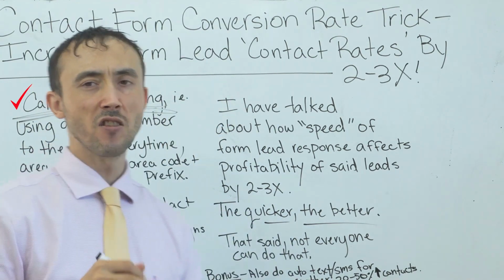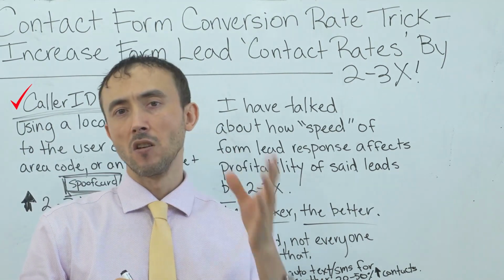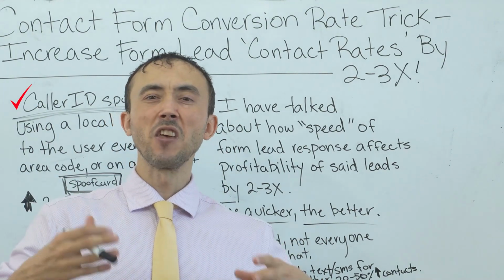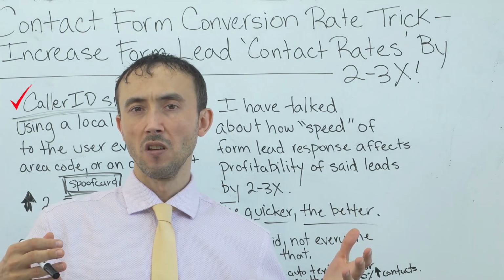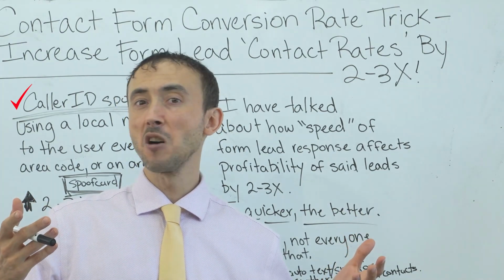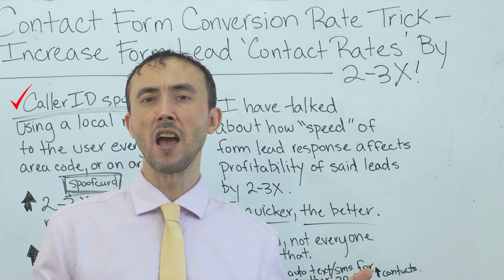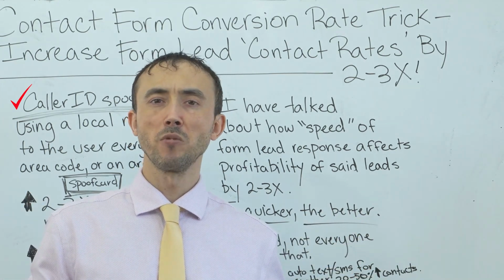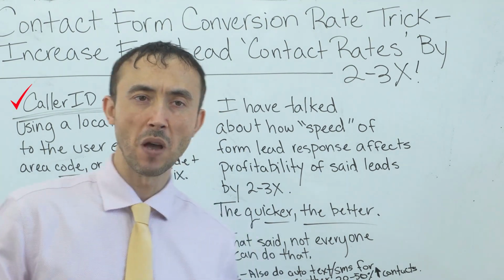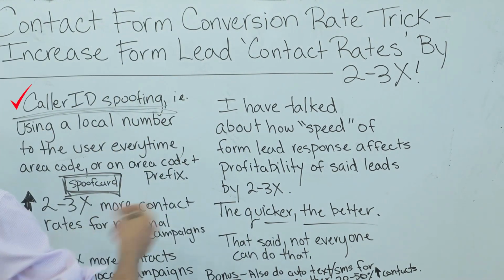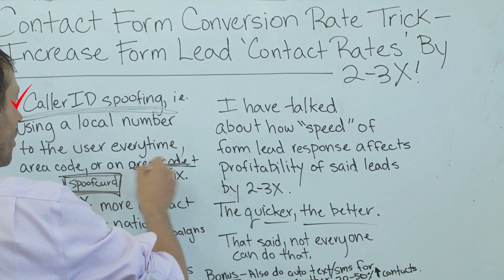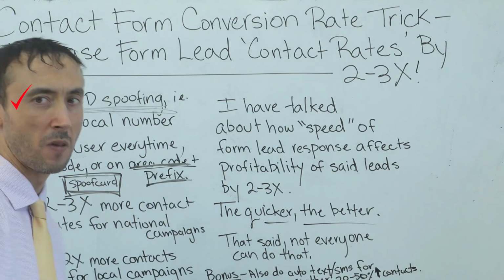So if you can't answer that phone within 60 seconds, you use this method and they think they're getting a call from a local, maybe it's the utility company, maybe it's a job prospect offer. They're going to answer because any call that comes in from their local jurisdiction, they're going to pick up and answer. Not even just from the same area code, but from the same area code plus prefix.